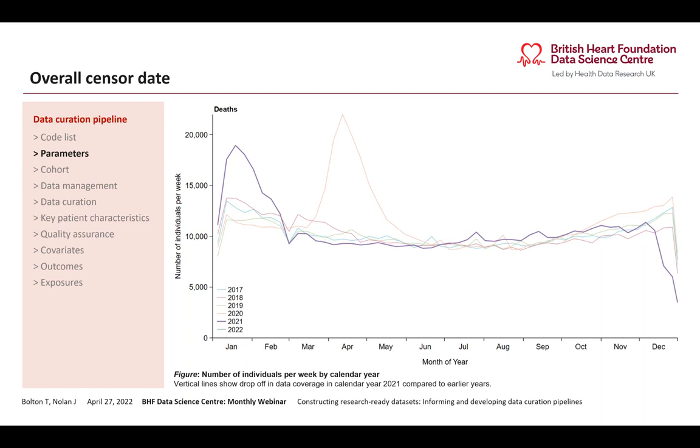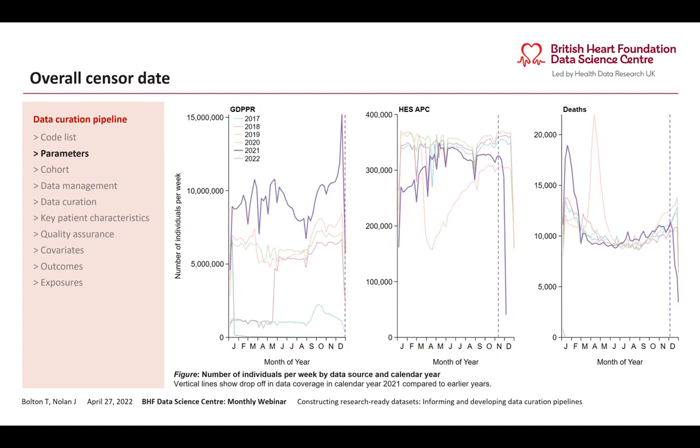So for deaths, the data coverage looks to be incomplete in December. We can do this for each of our data sources and take our overall censor date to be the minimum drop-off date, which ensures we have complete data across data sets up to this date. And thank you again to Samit for sharing her work on this.